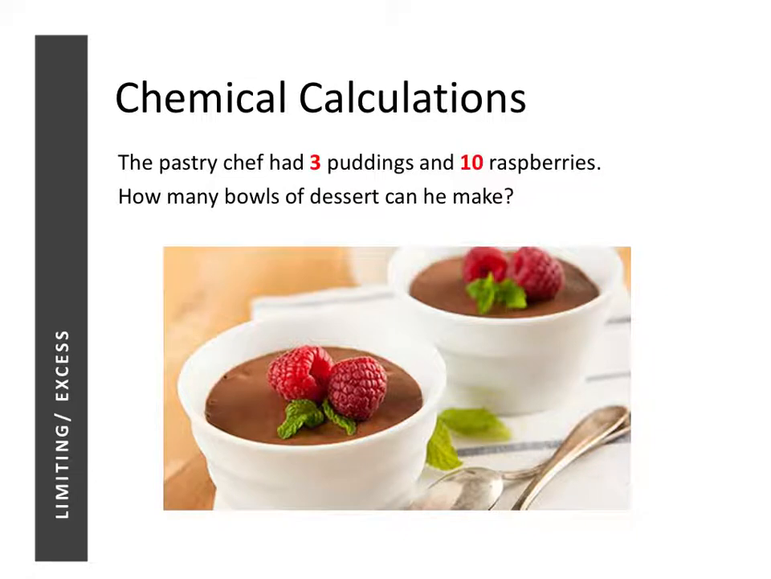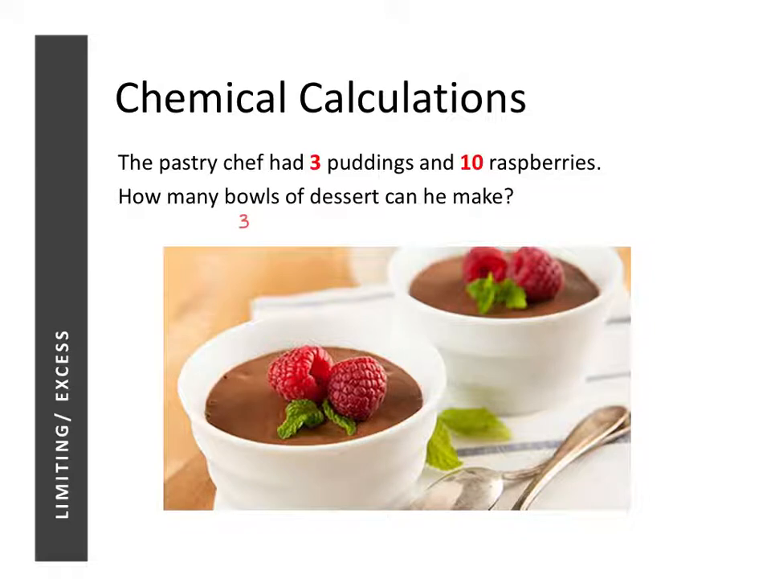Okay, let's revisit the pudding example. This is the same one. We have 3 puddings and 10 raspberries. How many bowls of dessert can the chef make? The answer is 3. Even though we have a lot of raspberries, the number of bowls of dessert is limited by the number of puddings that we have. Even if I change the question to 3 puddings and 20 raspberries, the number of bowls of dessert will still be 3. If I change it to 3 puddings and 100 raspberries, the number of bowls of dessert will still remain at 3.